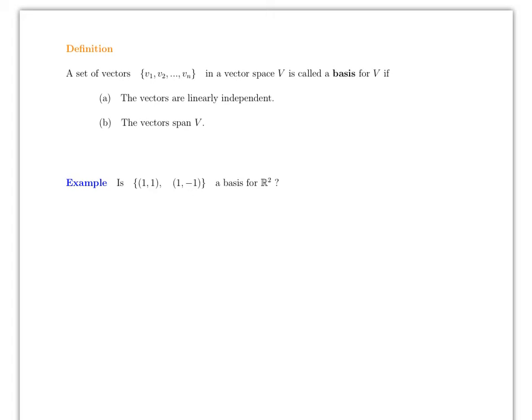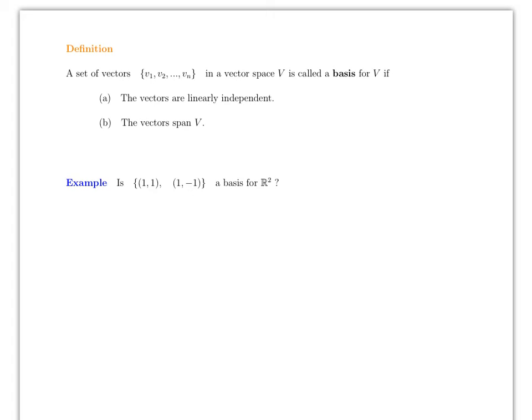It is very important that you check both conditions because it is possible for vectors to be linearly independent but not span the whole vector space. So therefore it will not be a basis. It is also possible for a set of vectors to span the vector space, but they may not necessarily be linearly independent, and therefore they are also not a basis.